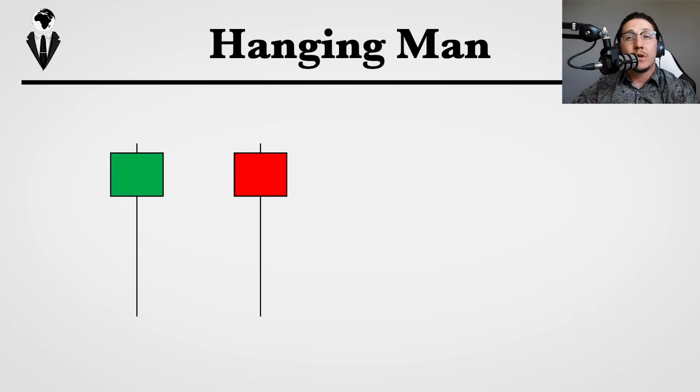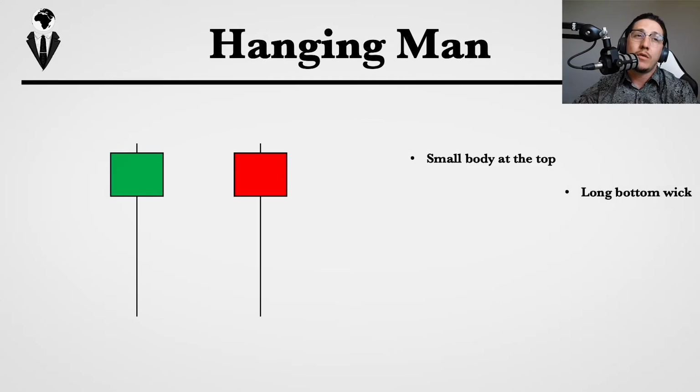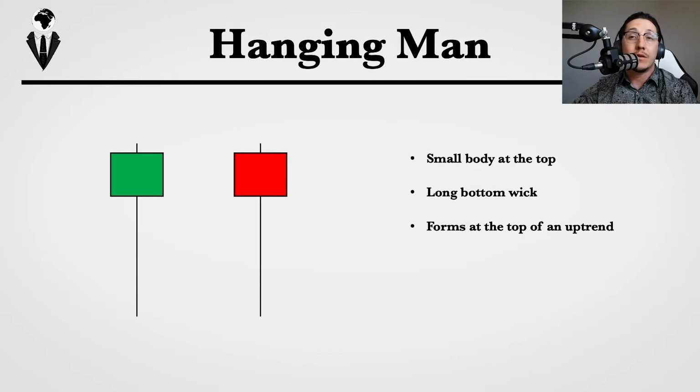So the next one we're going to look at is called a hanging man candle. And you'll see this one looks a lot similar to the hammer candle with a slight variation to it. The hammer you'll look for at the bottom of a downtrend. This one, we're going to look for it at the top of an uptrend. So what this basically represents is that sellers are beginning to enter back into this market.